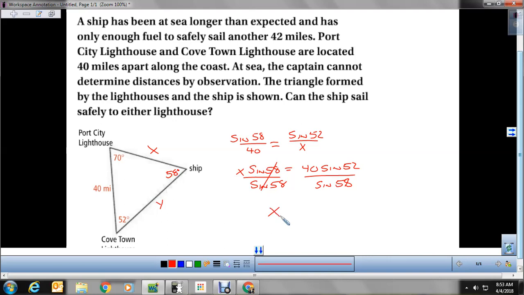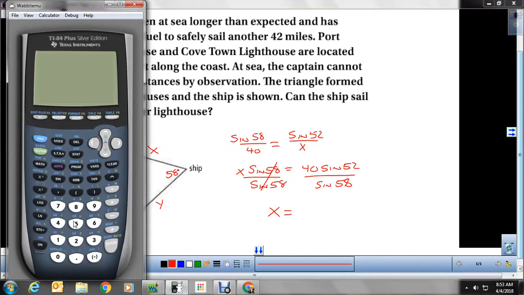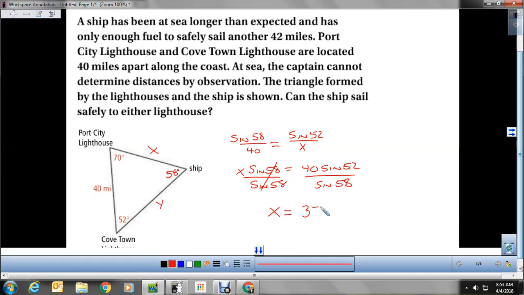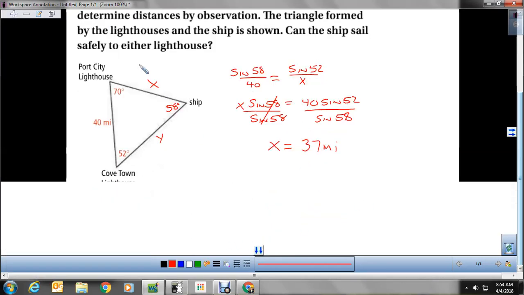Now, since they didn't give us any kind of direction as far as what we round to, we're going to just round to the nearest whole number. So as we open up our calculator, we're going to do 40 sine 52, close that parentheses, divided by the sine of 58, and that gives us a measure of 37.1, which is approximately 37 miles.